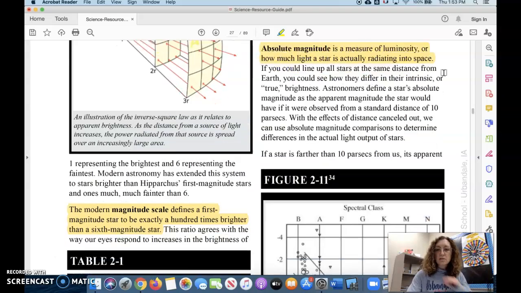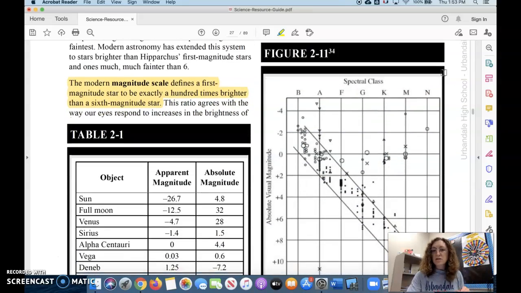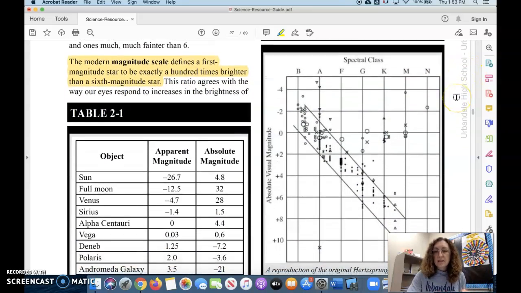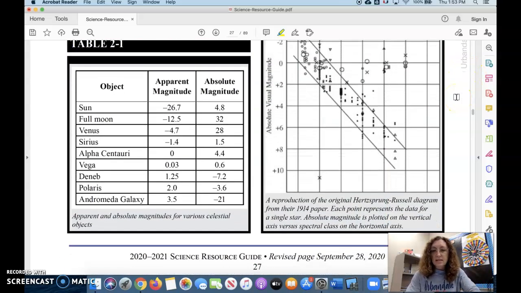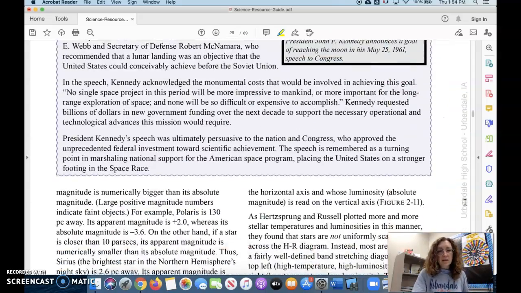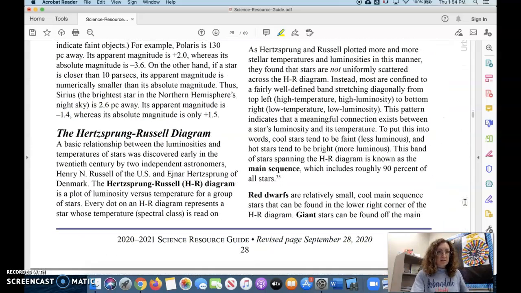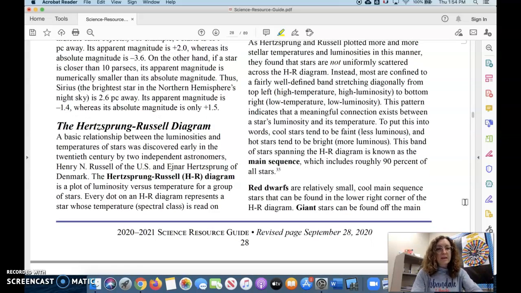This brings us to figure 2-11. It's the first of the Hertzsprung-Russell diagrams. This is from a paper they created where they proposed this work. So now I'm going to go down here. We're going to talk about the Hertzsprung-Russell diagram. This is something that gets used a lot. You're going to want to try to understand this a little bit.